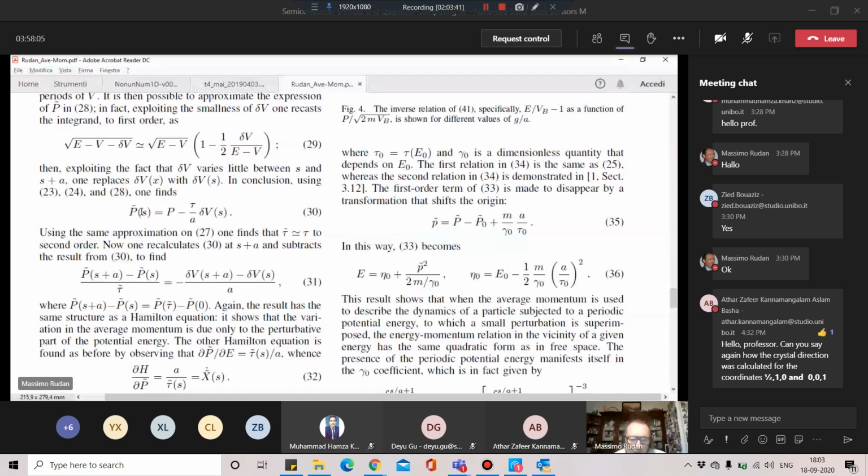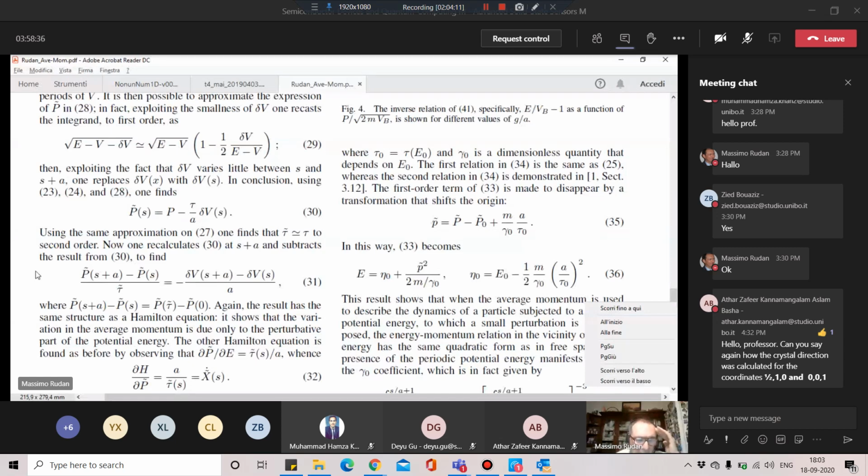You obtain 31. And this is the fundamental result. It tells you that the variation of the average momentum in time, that is the variation of P minus the original P divided by the time necessary for the particle to cross one period.